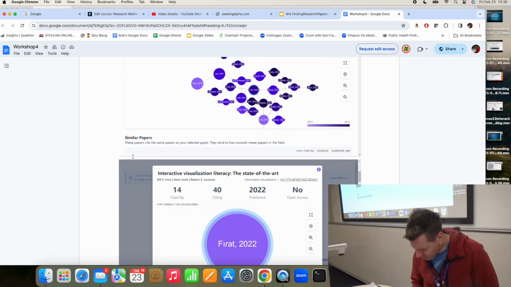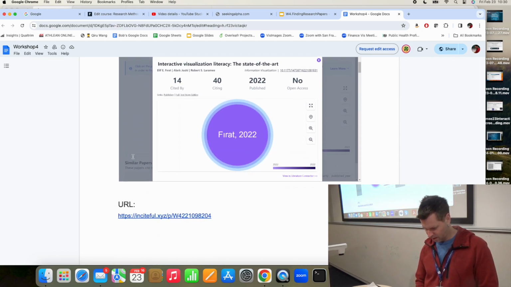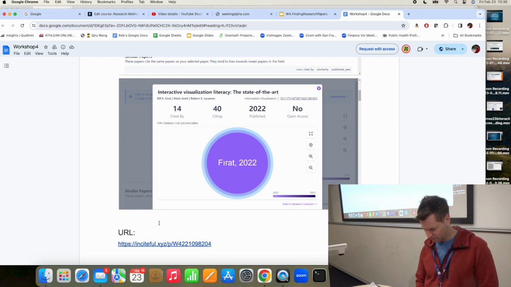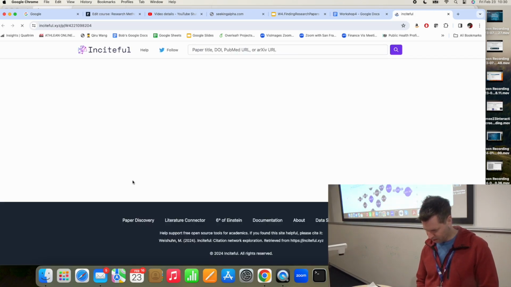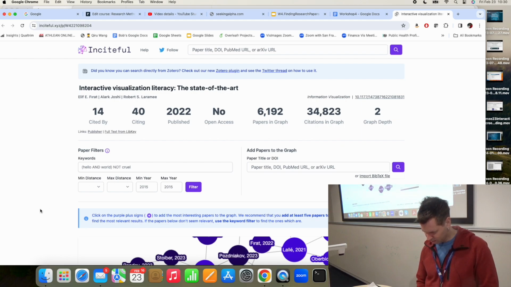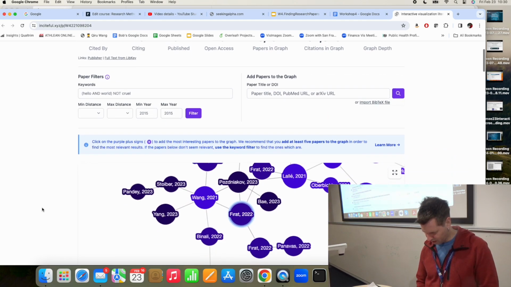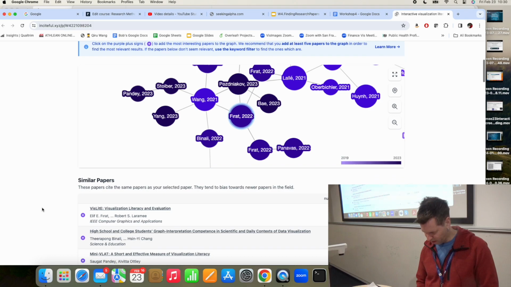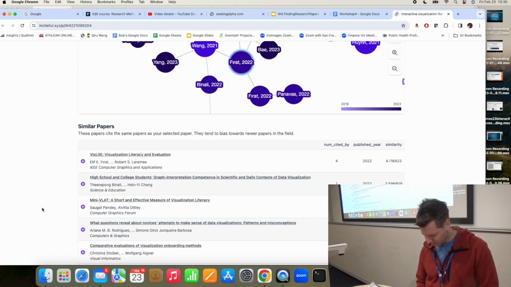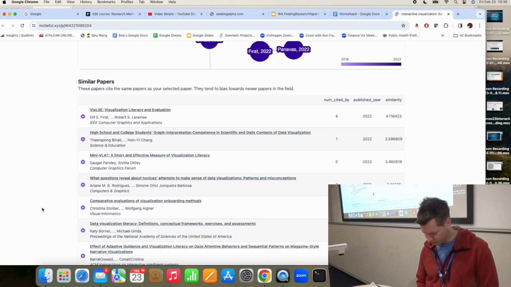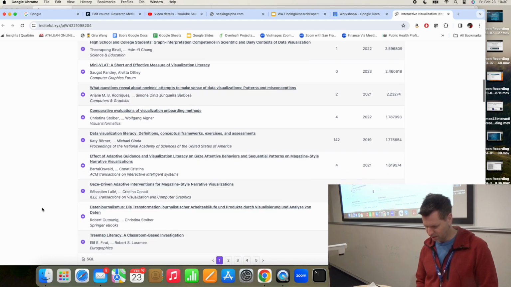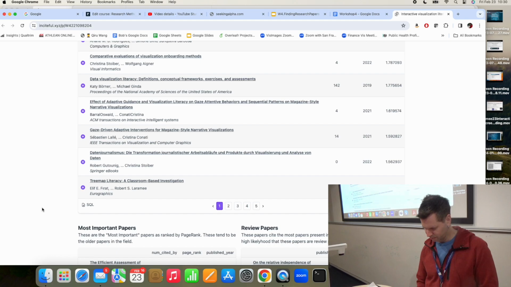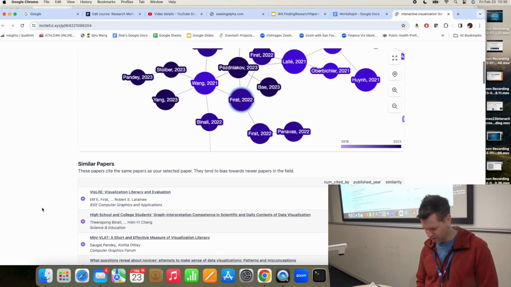Okay, insightful. That's nice. It's nice that somebody didn't use the lit maps tool again. Similar papers. That's useful, I think. That's a useful tool. I like this.